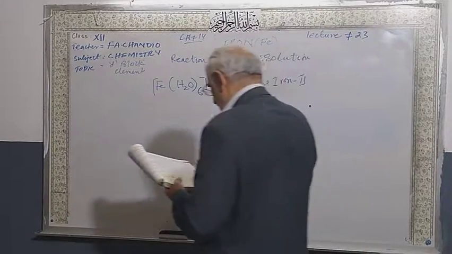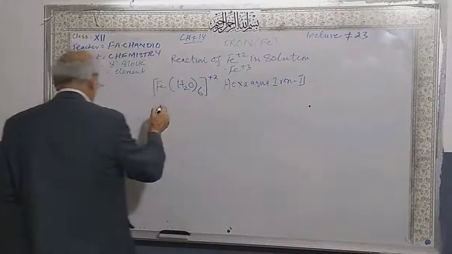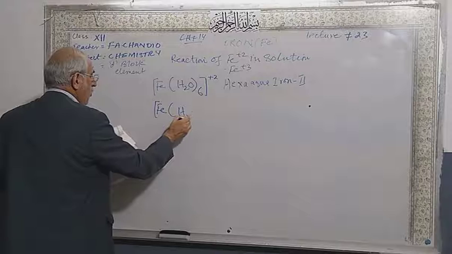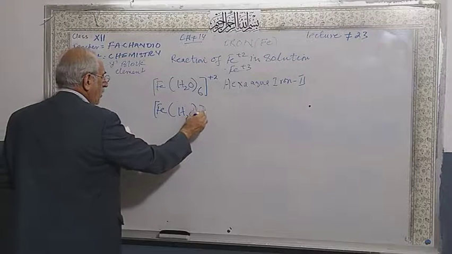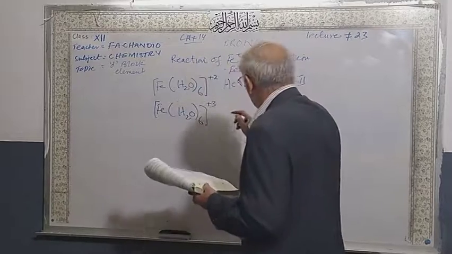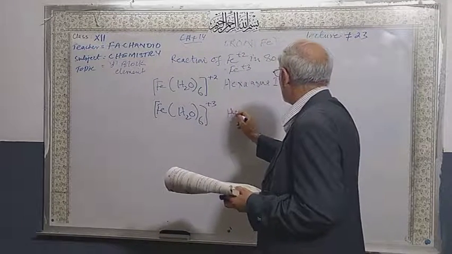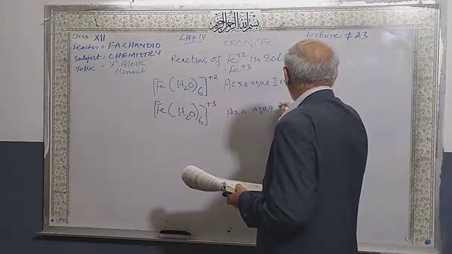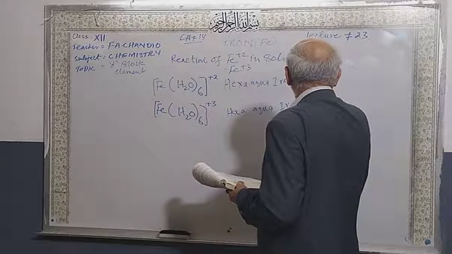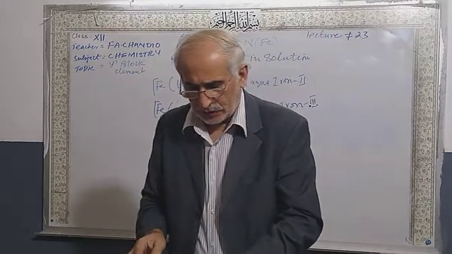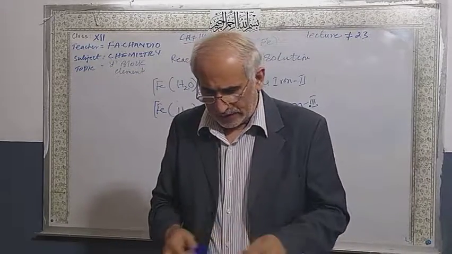The second complex is hexaaquairon 3. Hexa, aqua, iron 3. The oxidation number of iron is 3.